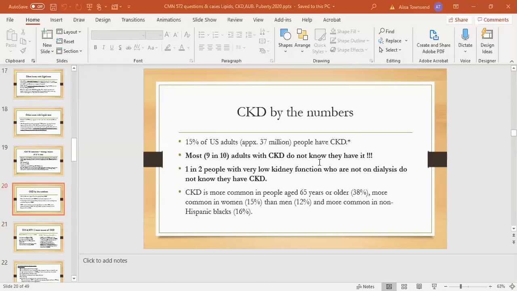Okay, let's move on to chronic kidney disease. First off, let me just tell you, you do not have to know the statistics. I do not expect you to memorize the statistics, so relax. I just wanted to put these on here to impress upon you the importance of chronic kidney disease.